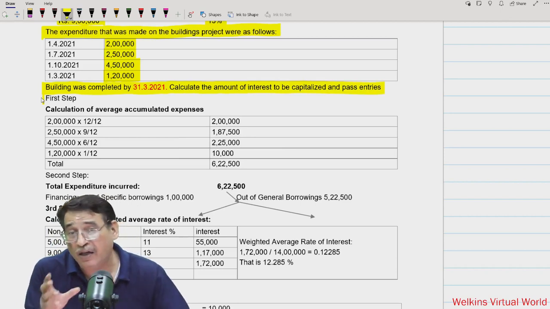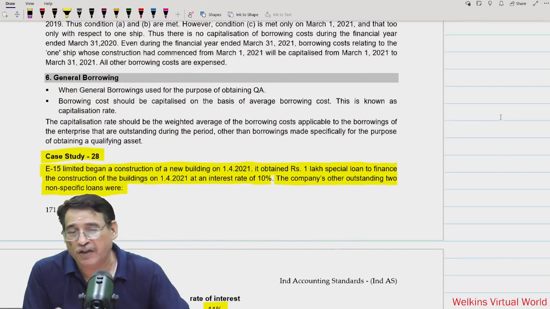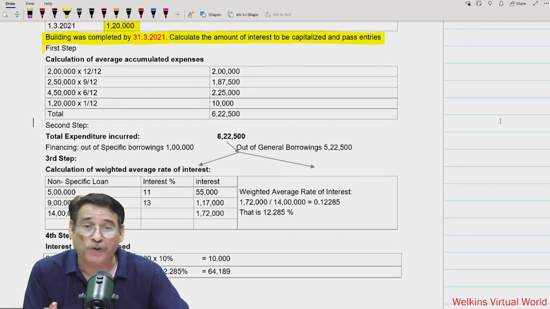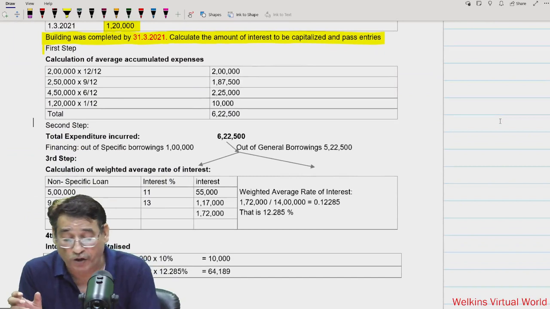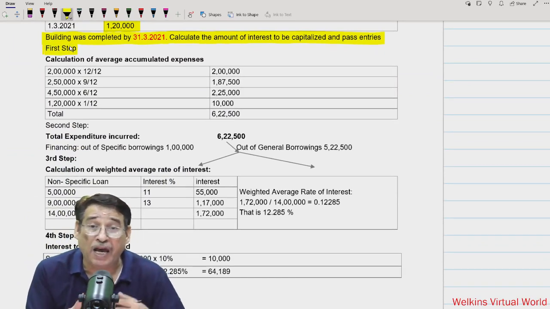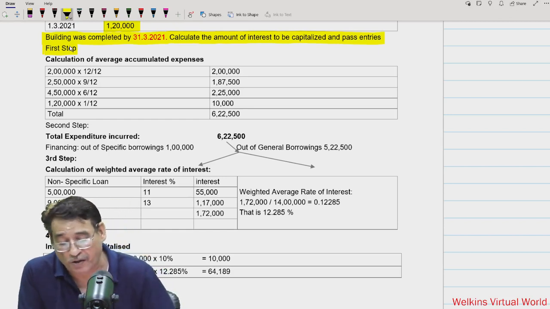So, in case of general borrowings, whenever there is a case of general borrowings, you need to understand very well how the calculation needs to be done. Under your first step, you need to compute the average accumulated expenditure. What we mean by average accumulated expenditure, just pay attention.